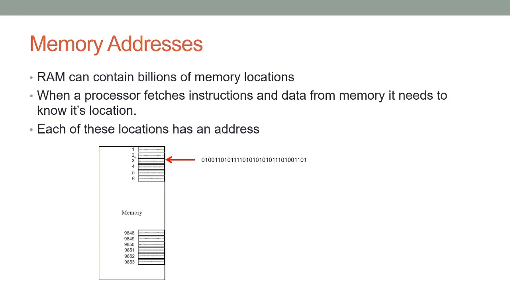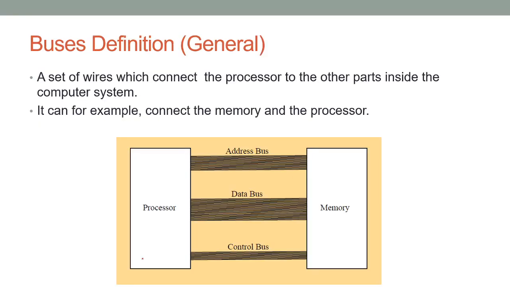Because there's so many of them, every location in RAM needs an address. Think of a street, they're all numbered effectively. They're numbered in binary, but they all actually have a number assigned to them, so you can find it, and that's important going forward when we talk about buses. Now, a bus in computing is a set of wires which connect the processor to the other parts inside the computer system. There's loads of buses, but we're just interested in the processor and memory buses, these ones here.